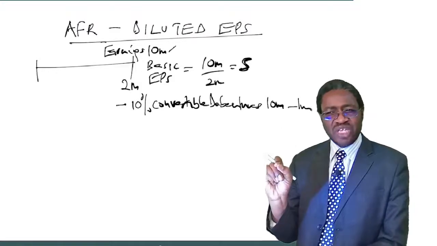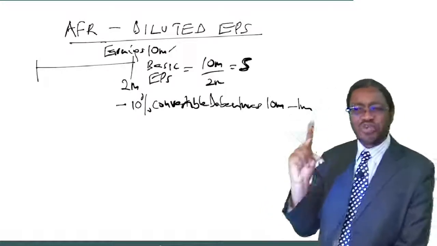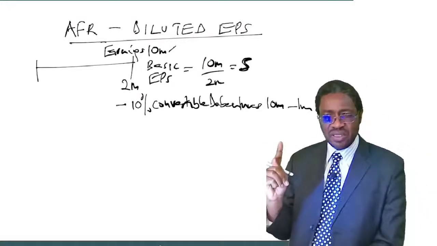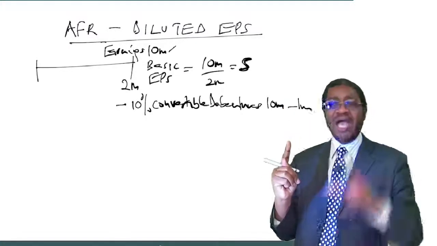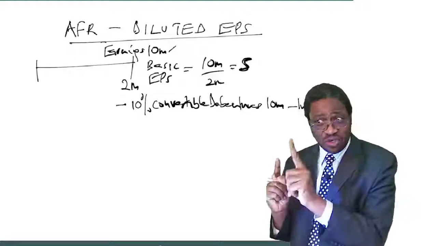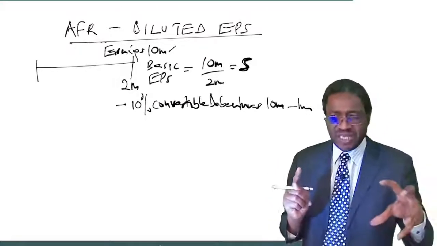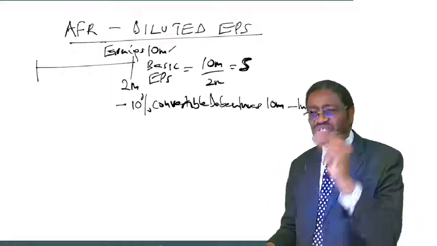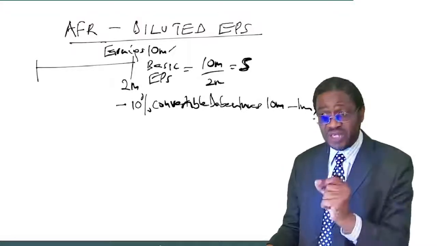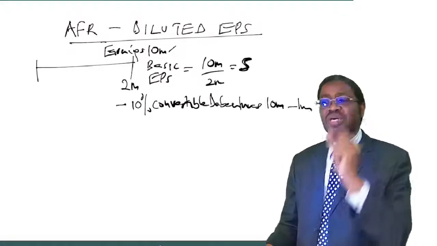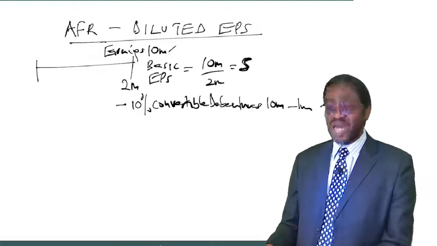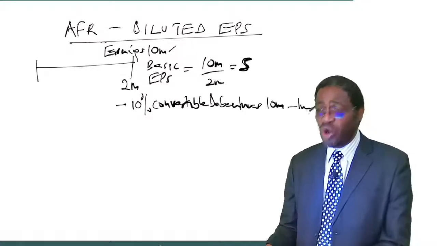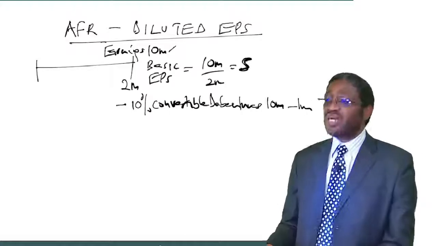This diluted earnings per share is the earnings per share that would have been, had they converted. They have not converted, but had they converted, what would have been the earnings per share? It would have been a different amount, not 5 shillings. That which would have been the earnings per share is now what we call the diluted earnings per share.